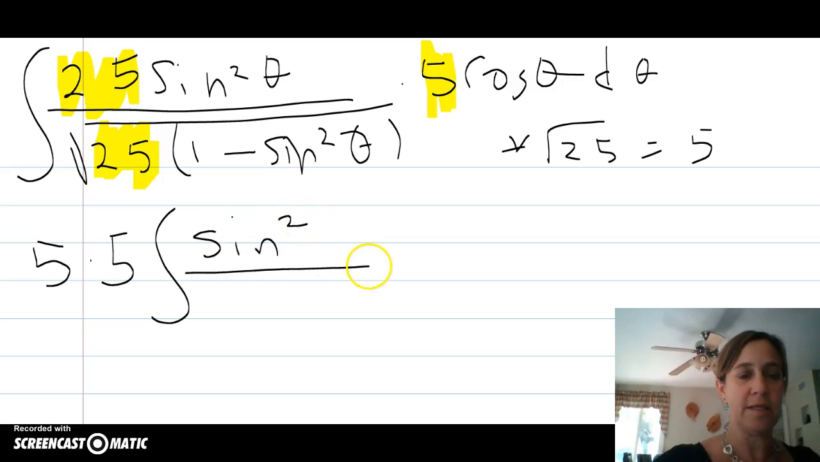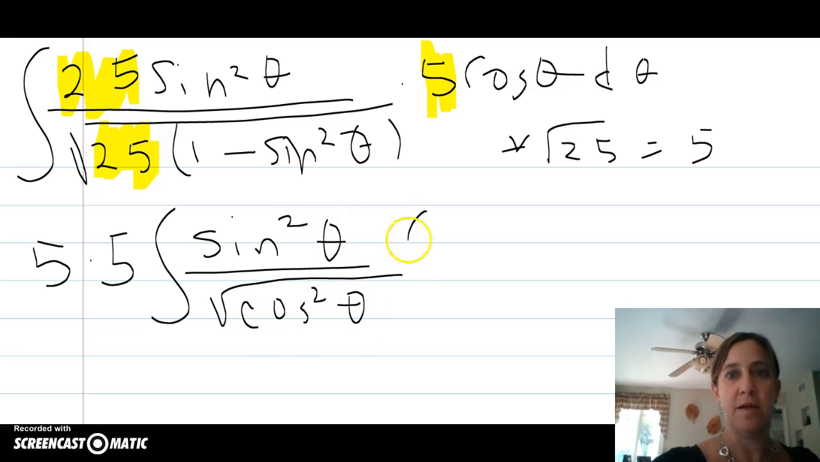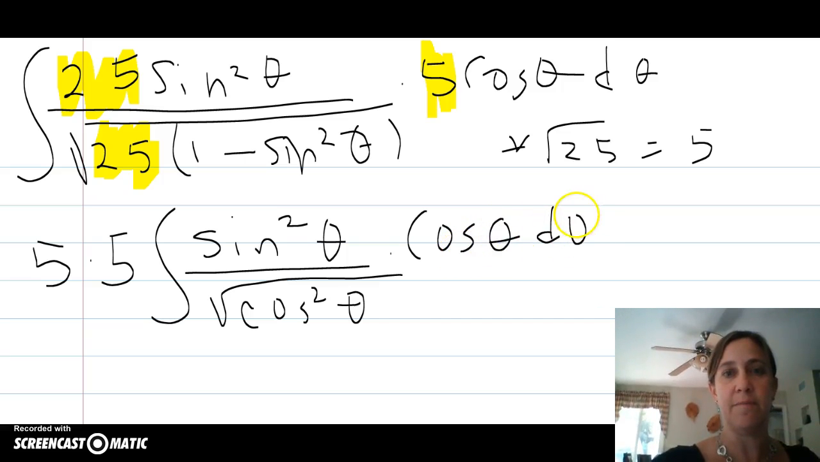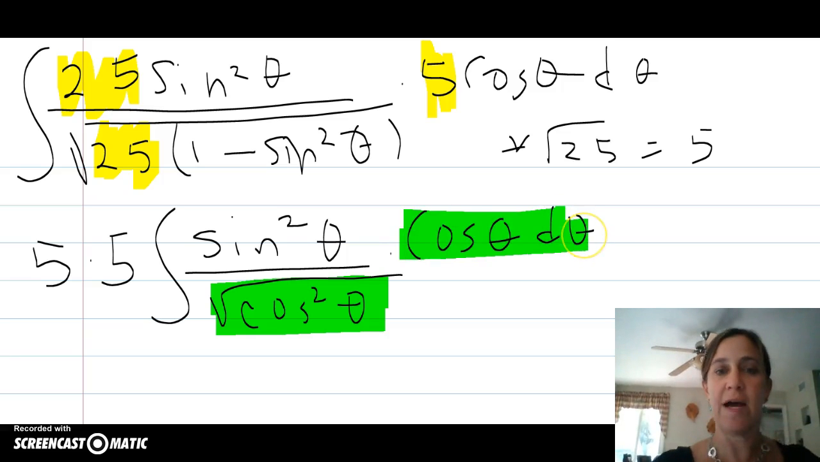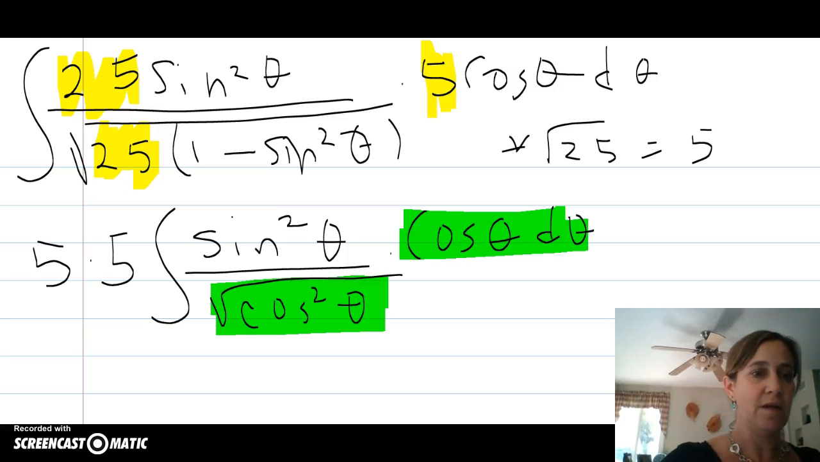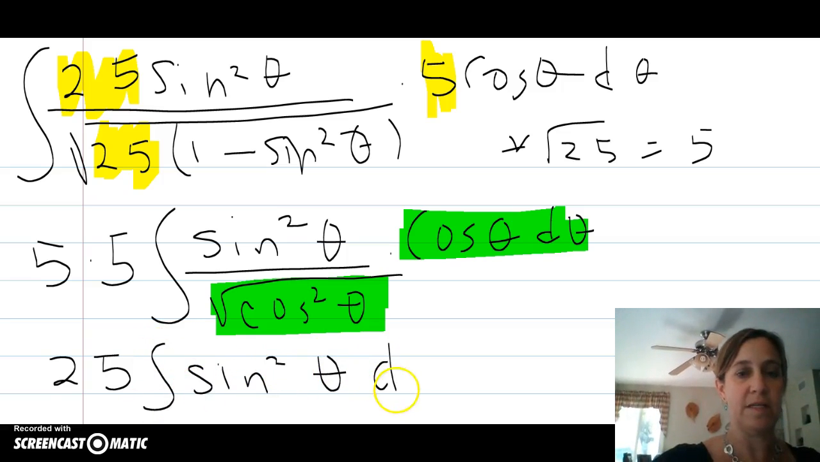Now I can replace 1 minus sine squared with cosine squared. Oops, I forgot my theta. And here I still have cosine of theta d theta. And of course, like we talked about, it's safe to assume that the square root of cosine squared is positive cosine. Remember, we defined theta as the angle in that right triangle, and cosine of theta has to be a positive number, so the square root of cosine squared is just cosine. So what I've highlighted in green will reduce to 1, and I'm still going to have the d theta. So here this is going to become 25 integral of sine squared theta d theta.